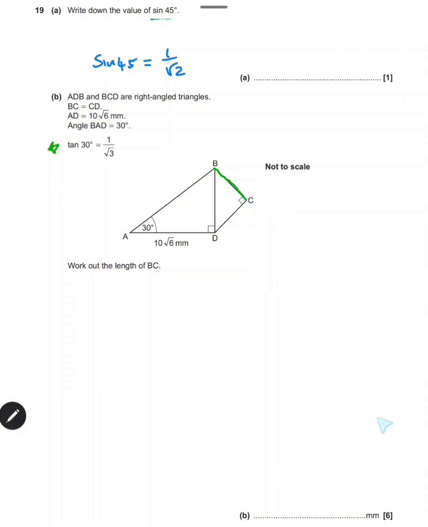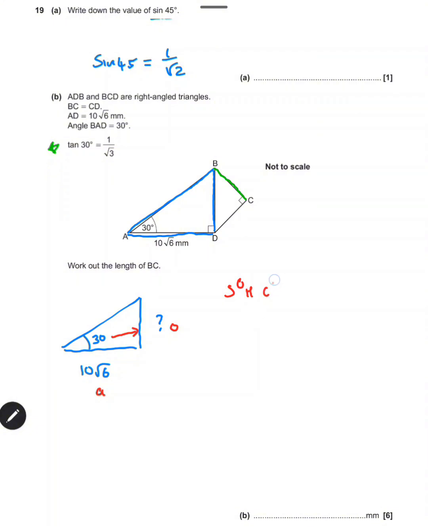Well, when you've got two triangles drawn together, 9 times out of 10 you need to find this side connecting them first. So I'm just going to work on this blue triangle. I'm going to sketch it out separately. We're looking for that. We know that this is 10 root 6 and this is 30 degrees. Trigonometry, that's the opposite. This would be the hypotenuse, so that's the adjacent. This is an opposite adjacent question.